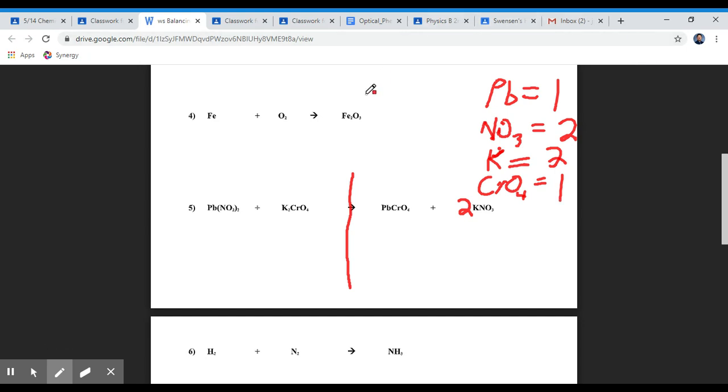So what I would suggest to you is just start off with your first element and go down the line. Okay, here's my lead. How many leads do I have? And how many leads do I need on the other side? And go through that for each element, or in the case of a polyatomic like CrO4, you could do that as well.